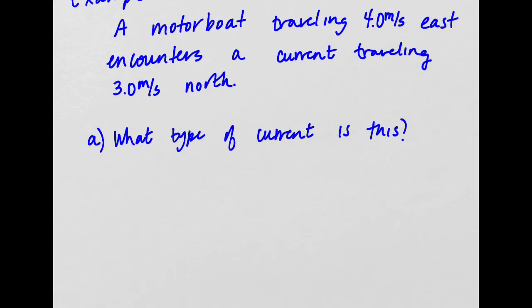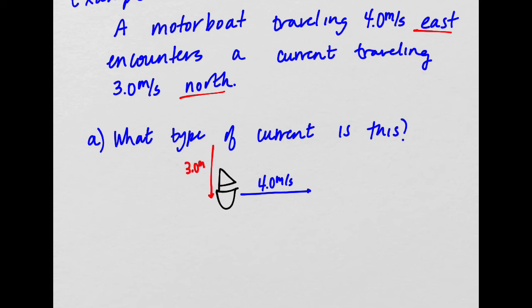Well, we can determine what type of current it is by looking and seeing that we have an east and a north, and knowing that those are perpendicular. Or better yet, we could draw this little diagram. So we have our boat, and it's traveling 4.0 meters per second in the eastward direction. And it's encountering a current traveling 3.0 meters per second in the northward direction.